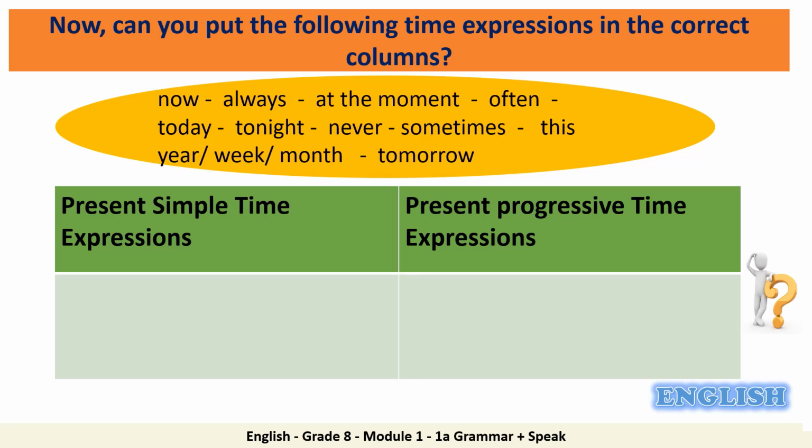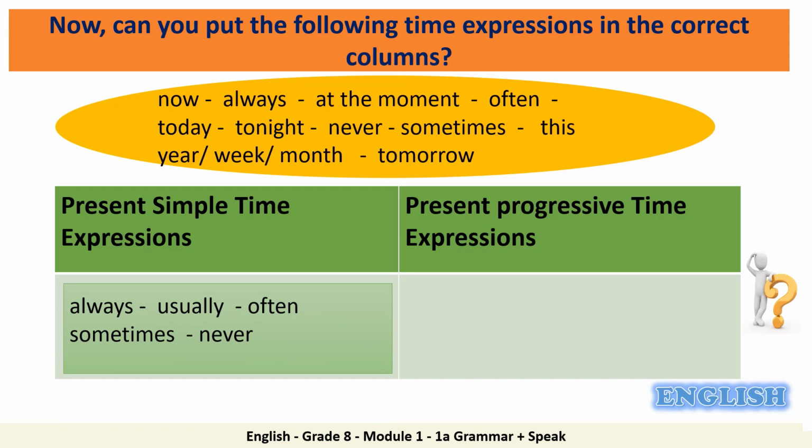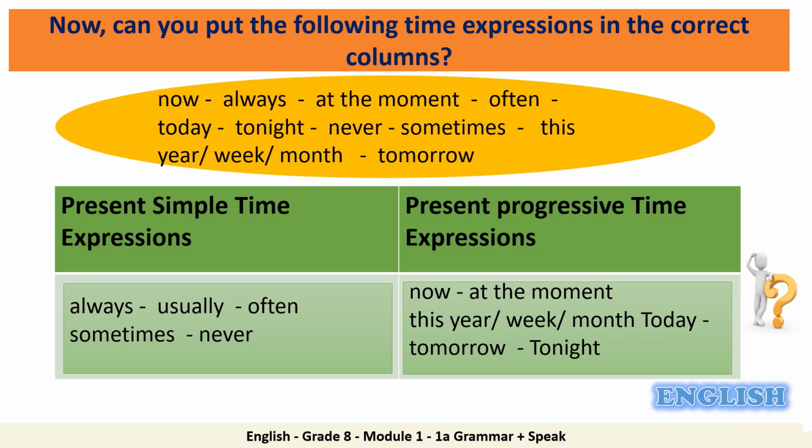Alright, when I talk about a word like always, let's say, does it speak about an action happening now only? Or a future plan? Or it's just like a habit? Excellent, so this is present simple. When I talk about now, so it's present progressive, wonderful. So the answer for the first group, present simple, we use always, usually, often, sometimes, never. Present progressive, we use now, at the moment, this year, this week, this month, today, tomorrow, tonight. Excellent, guys.